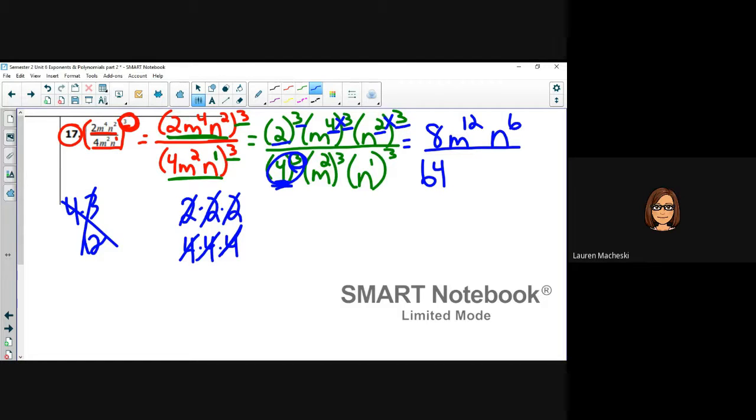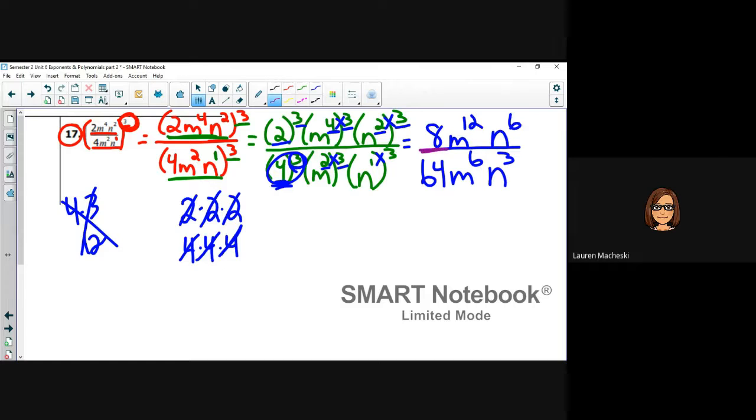m squared raised to the third power, so if I multiply, I get m to the 6th. And 1 raised to the third power, if I multiply, I get n to the third. So I cleaned up the whole numerator, cleaned up the whole denominator. Now I'm ready to finish my division. That's all I'm left with.